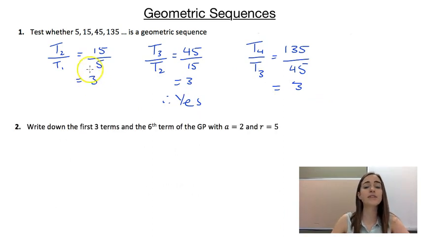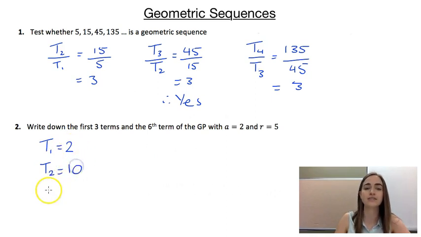Our second example asks us to write down the first 3 terms and the 6th term of the GP with the first term 2 and a common ratio of 5. So if A is 2, that means that T1 is 2. Our common ratio is 5, so term 2 would be 2 times 5, which is 10. Term 3 would be this one times 5, so we'd have 50. And we could keep going and find all the terms up to our 6th term.